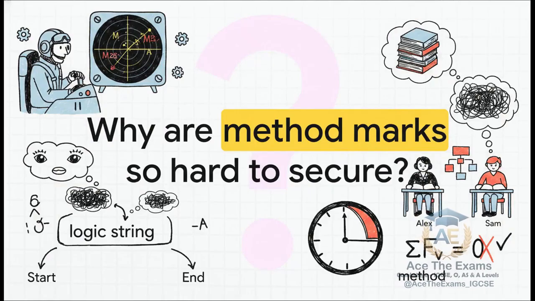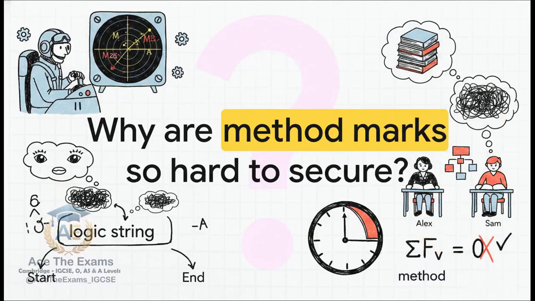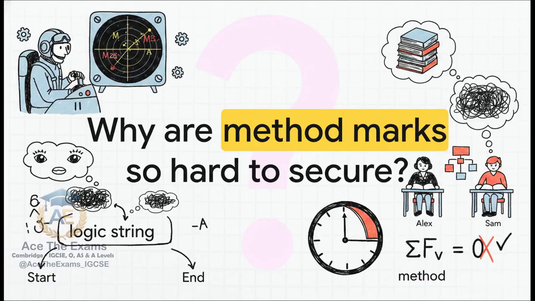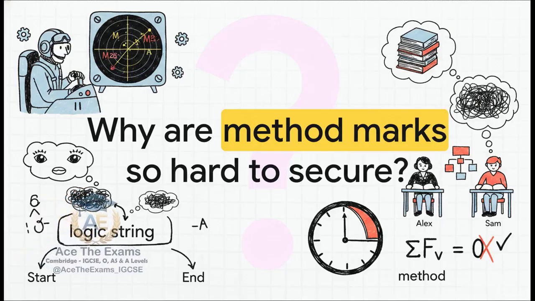Which opens up a very real telemetry issue. Why do so many highly capable students totally crash during multi-stage analysis? It comes down to a complete misunderstanding of the method mark strategy. In our mission control, method marks, or M marks, are your telemetry data. If you resolve your horizontal forces perfectly, but make a tiny arithmetic error calculating the final thrust, Cambridge can still award you the method mark, but only if your analytical logic string is highly visible and mathematically sound.